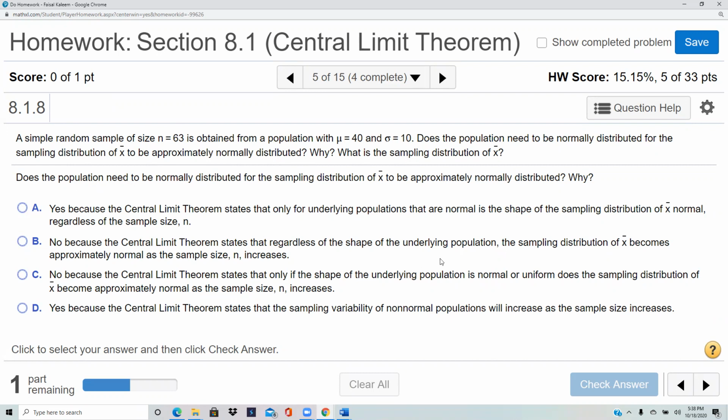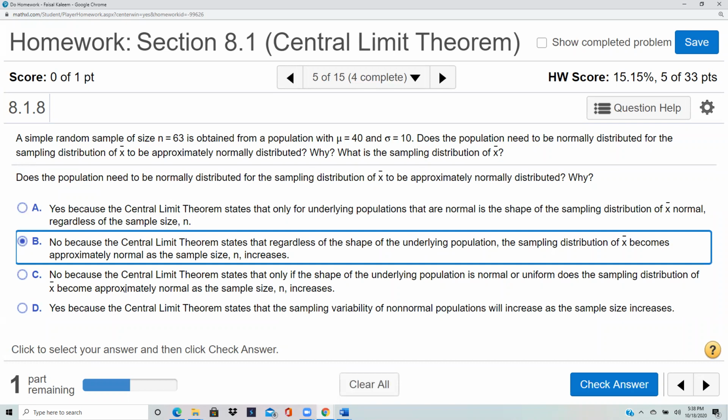The central limit theorem states that, regardless of the shape, the sampling distribution is approximately normal as the sample size increases. Yeah, so there's no mention of 30 in any of the choices. The point of 30 is that the sample size should be large enough, and 30 is a commonly agreed benchmark. And sometimes if the 30 is missing, then you just choose the choice which says that the sample size is increasing.